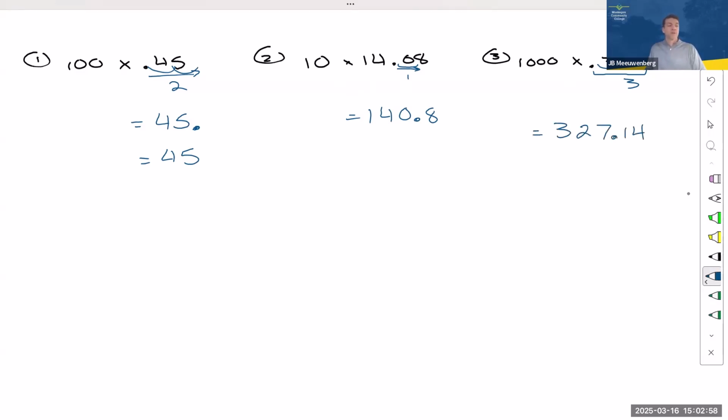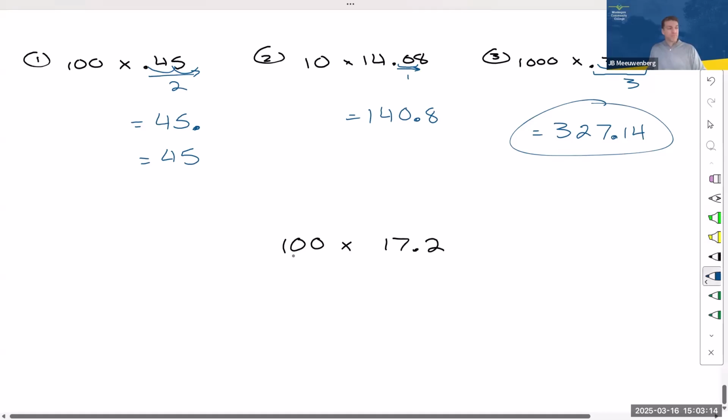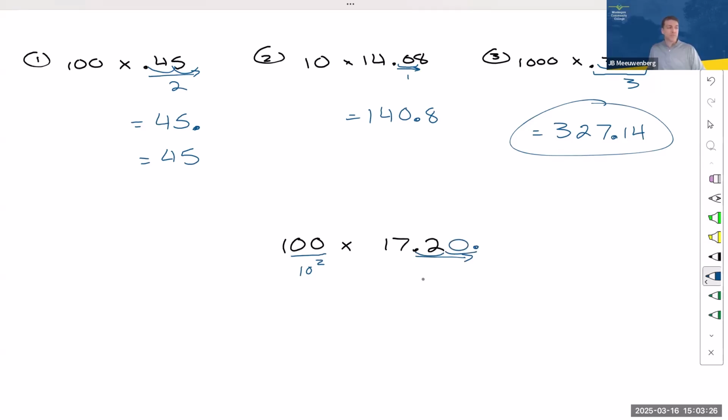Now, one final thing that I didn't mention before. If we are multiplying 100 times 17.2, because the number 100 is 10 to the second, we would move the decimal point two places to the right. We jump the 2. If there's not a number there, you know that there is a 0. So in this case, it would be 1,720. That is multiplication with decimals. In the next video, we will work on division.